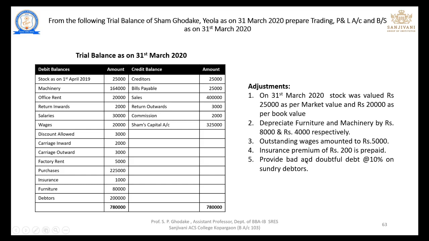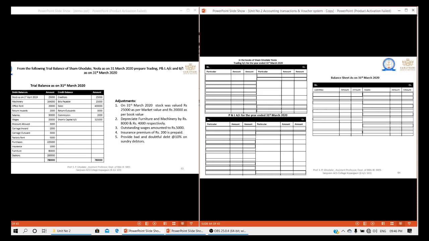Then provide bad and doubtful debt at 10% on sundry debtors. So here debtors are there, and we have to make the provision for RDD on debtors. So this is all about the numerical. Now we'll see how to solve this numerical.